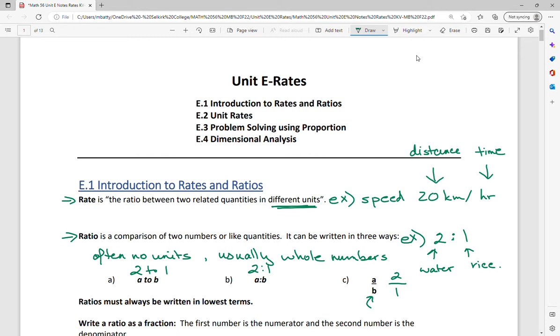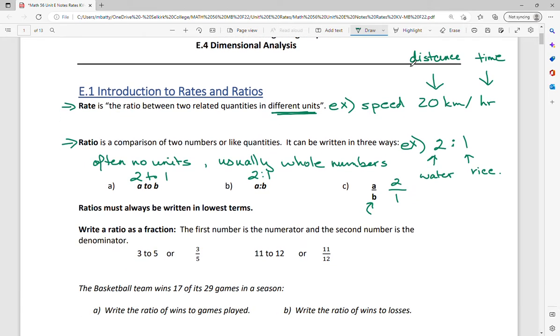So ratios should always be in lowest terms. You could say it's 4 parts to 2 parts, right? Or it's just 2-to-1 as a whole number ratio. So write a ratio as a fraction. It's somewhat arbitrary. Usually if it's parts of water to rice, you just list how many parts are in water and then how many parts are in rice. So the first number is the numerator and the second is the denominator. So 3 to 5 is 3-to-5. They're just in order of the way they are.